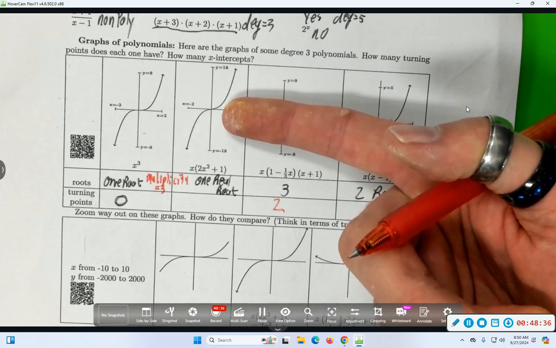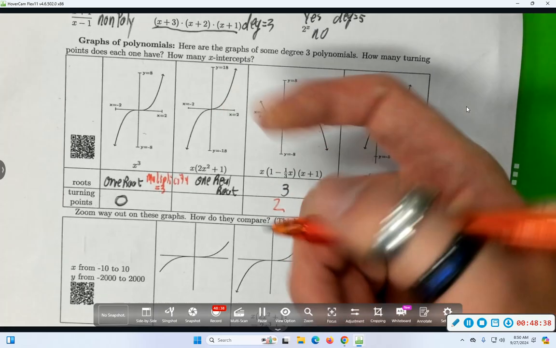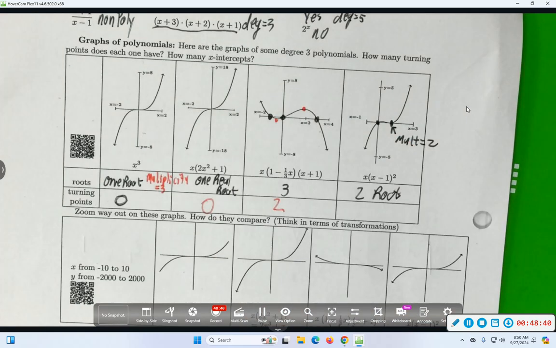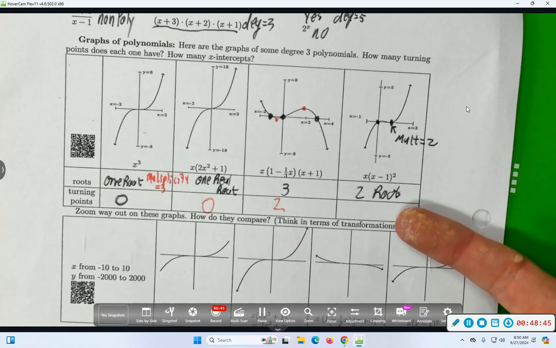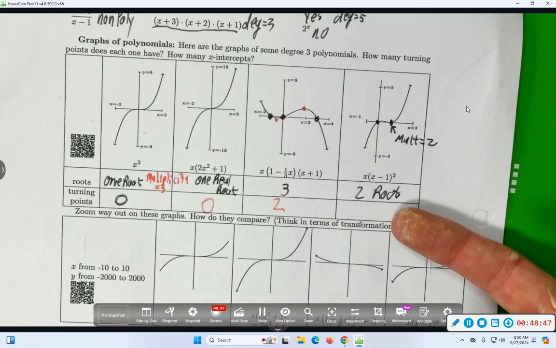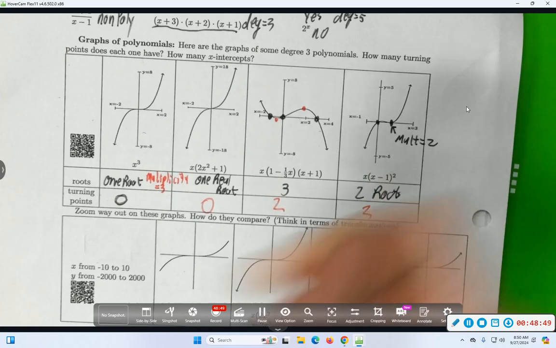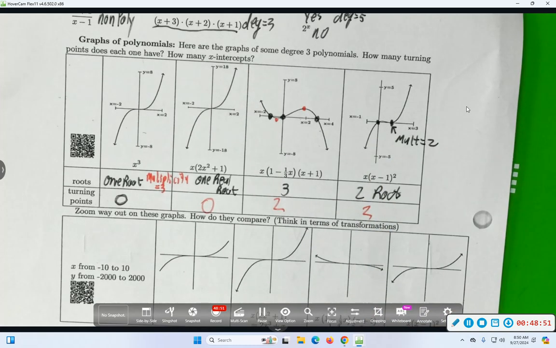And let's just finish it up. That first one, how many turning points? 0. There's not even temptation. It doesn't even stop at x equals 0. It crashes straight through. This last one, how many turning points? 2. One of them is at a root. So notice, I think a root of even multiplicity is probably going to be a turning point.